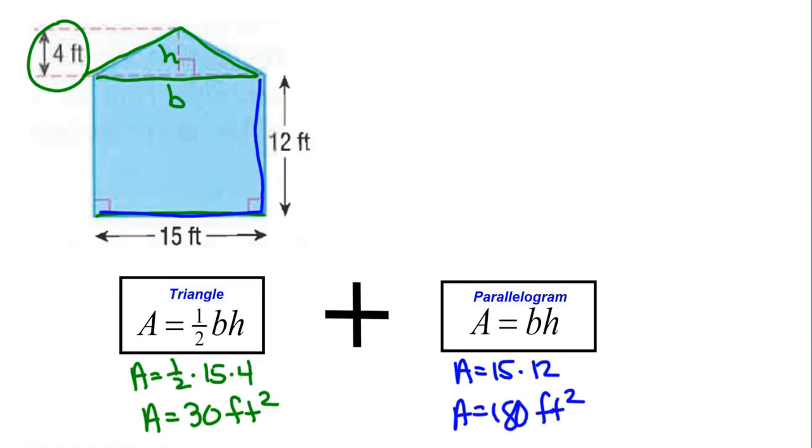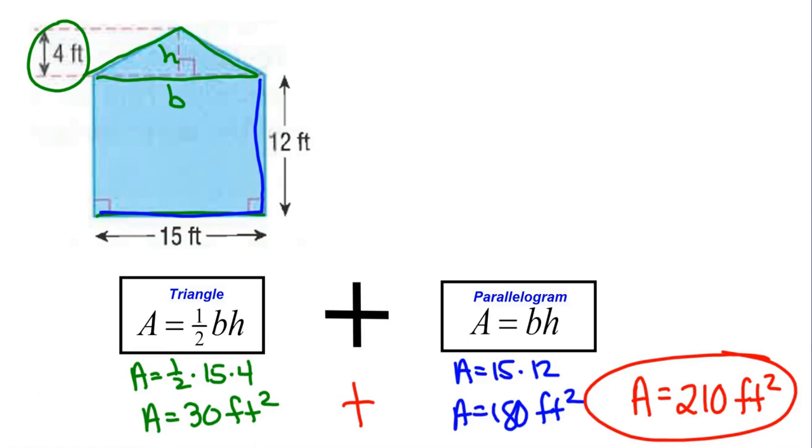And then again, I need to add these two together. So 30 square feet plus 180 square feet gives me a total area of 210 square feet. So there's the area of that composite figure there. So finding basic areas and then adding them together.